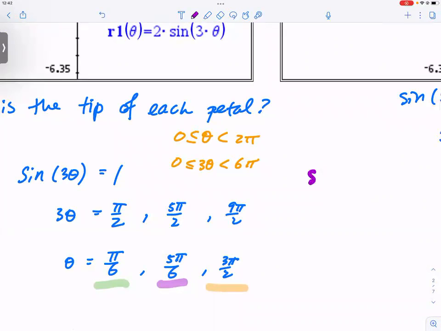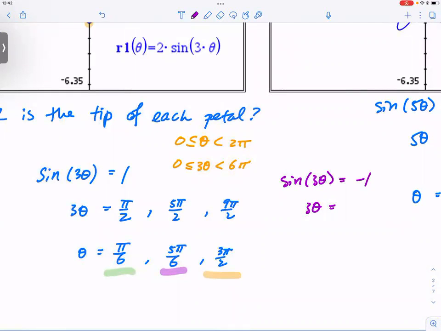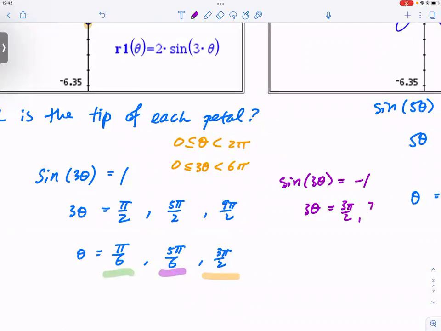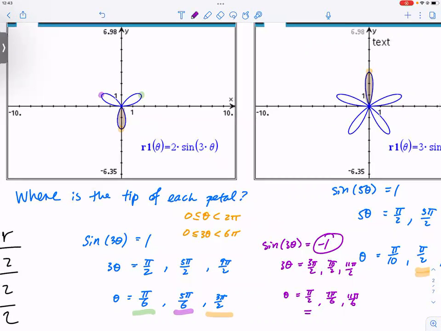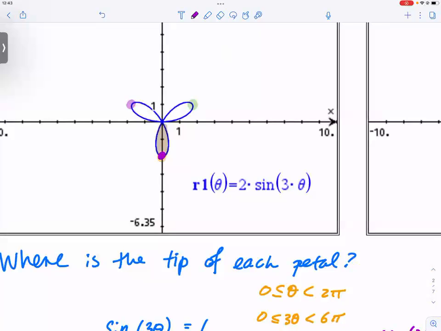So if I ask sine 3 theta equals negative 1, then 3 theta would be 3 pi over 2, 7 pi over 2, and then 11 pi over 2. So theta would be pi over 2, 7 pi over 6, and then 11 pi over 6. Now, be careful that this is what happens when sine 3 theta is equal to negative 1. That means the r is going to be negative. So when it is pi over 2, which is this direction, the radius would be negative 2, which means we're talking about the same point that we plotted already.